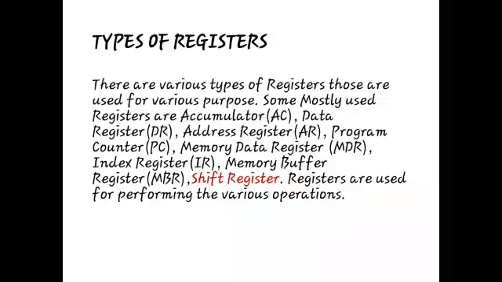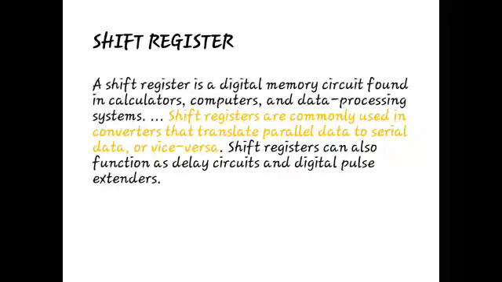Types of registers. There are various types of registers that are used for various purposes. The most usual registers are accumulator, data register, address register, program register, memory data register, index register, memory buffer register, shift register. They are used for various operations. Now we are going to see about shift register.